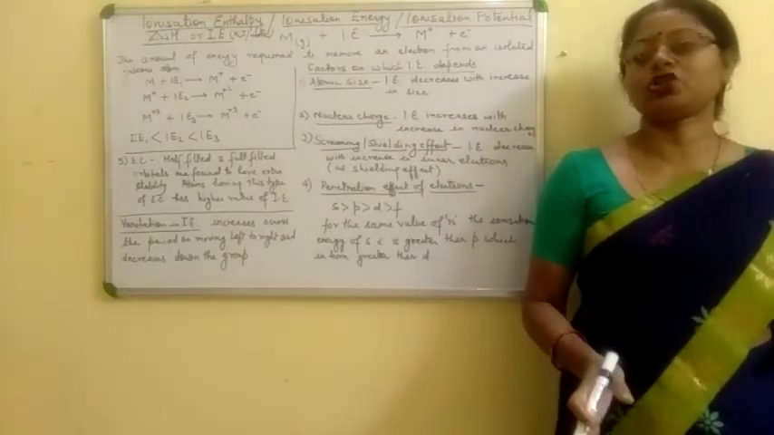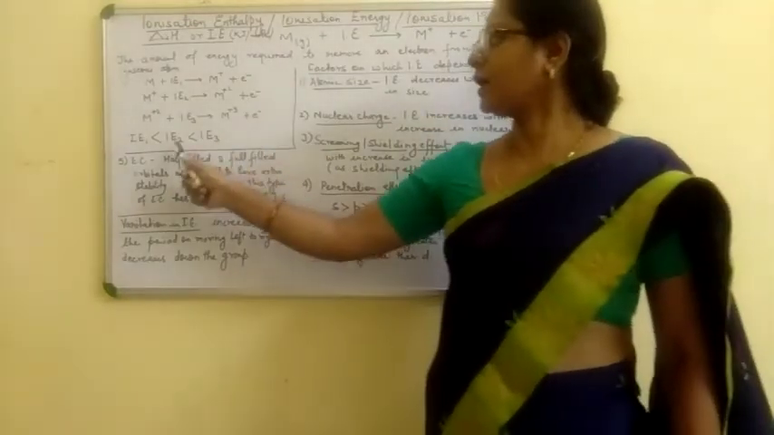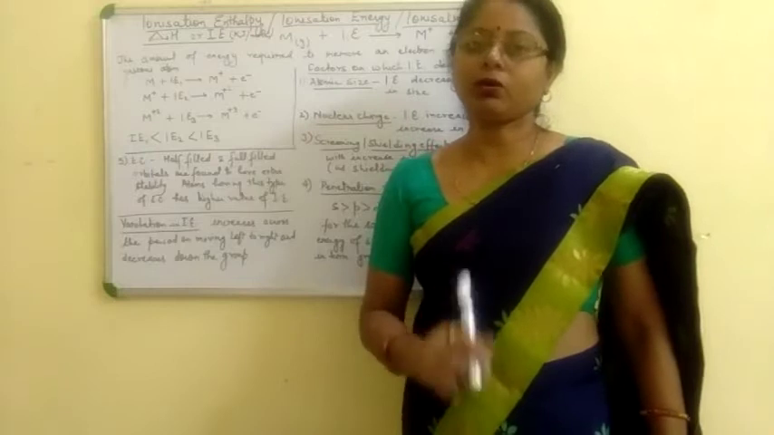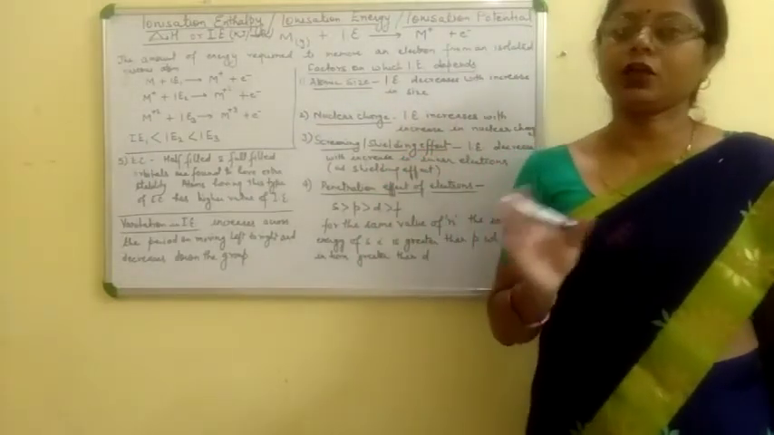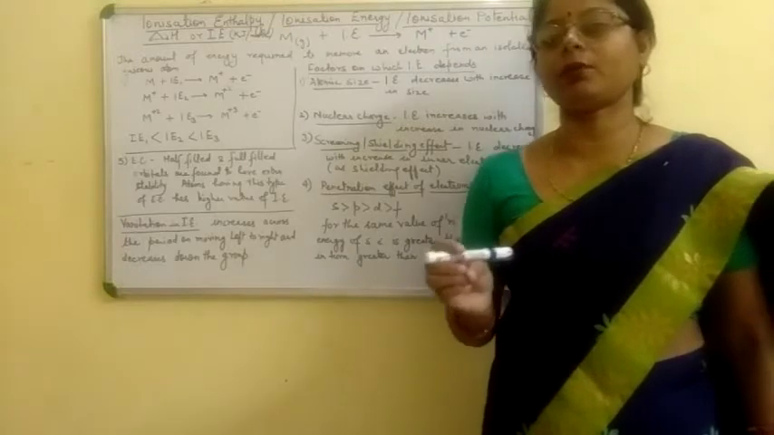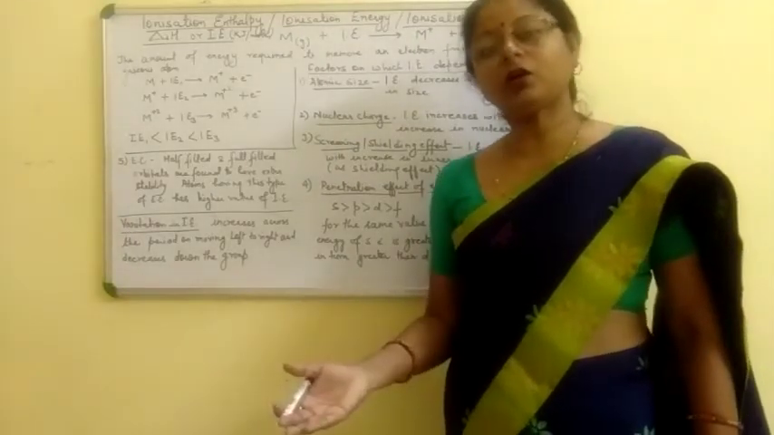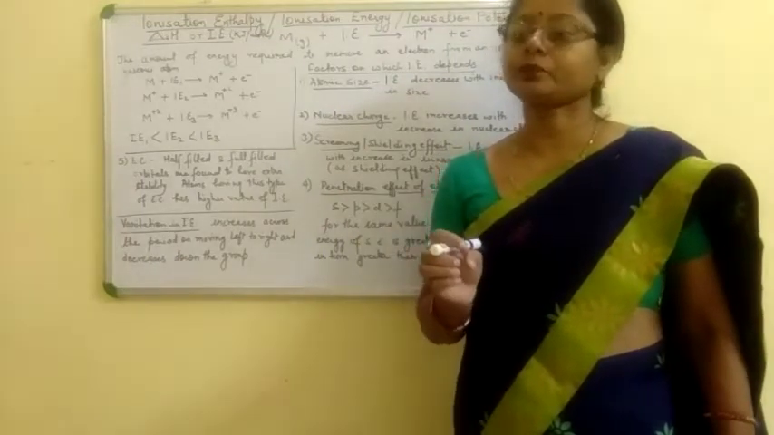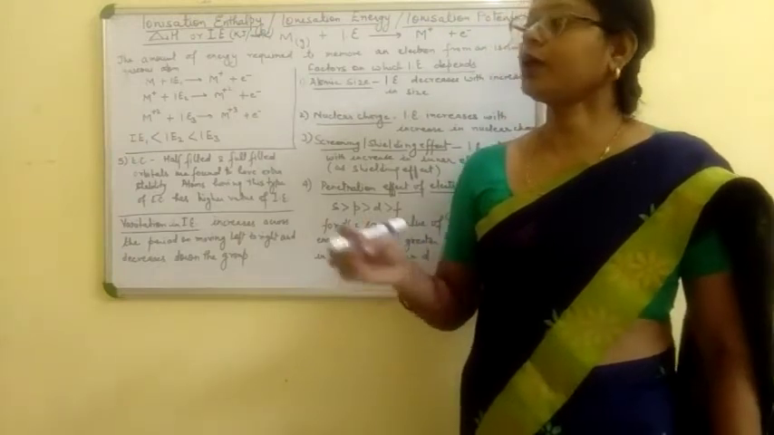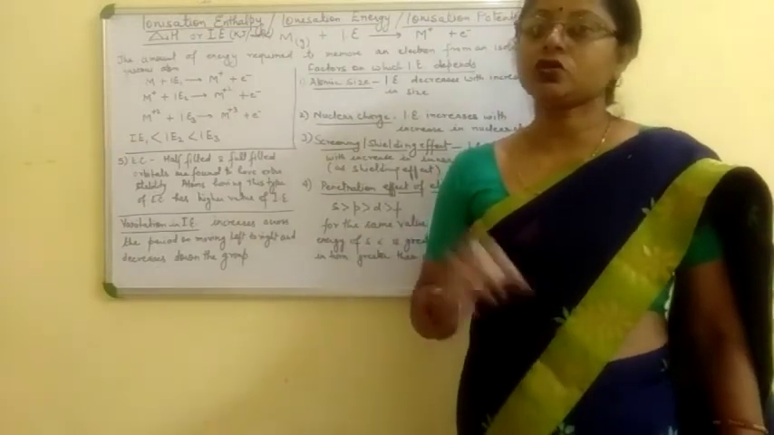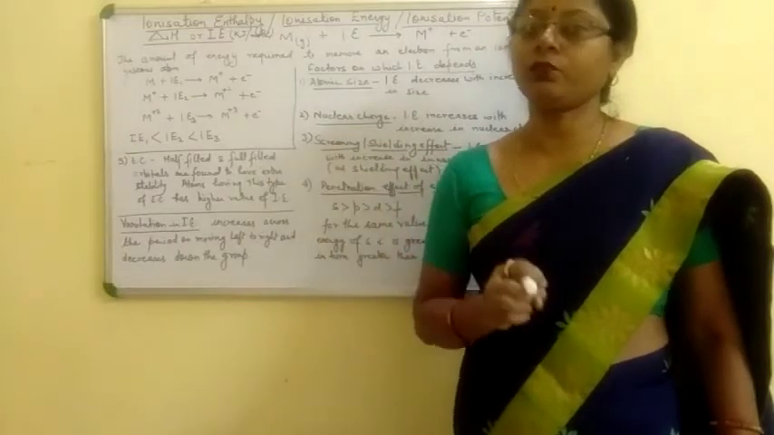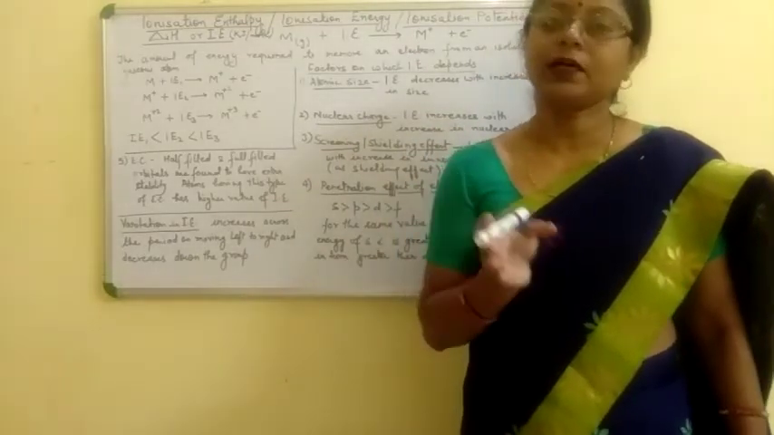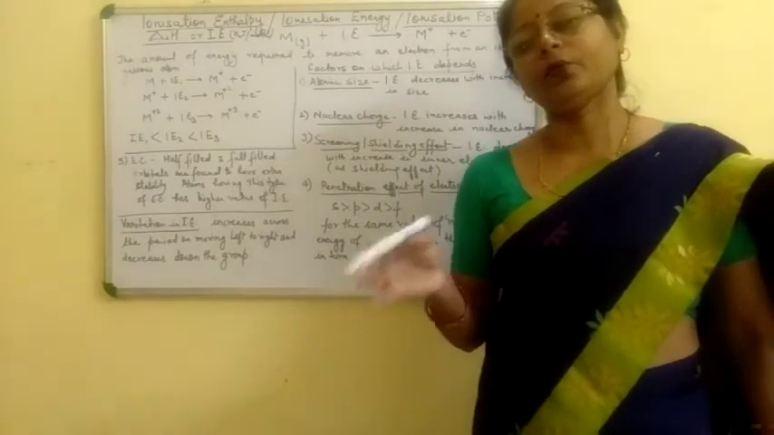The third ionization energy is more than the second ionization energy, which is more than the first ionization energy, because when the first electron is removed from an atom, it requires some amount of energy. When the second electron is removed, the number of protons in the atom is more than the number of electrons. So the nuclear charge per electron is more. That's why removing the next electron is difficult and it requires more energy.